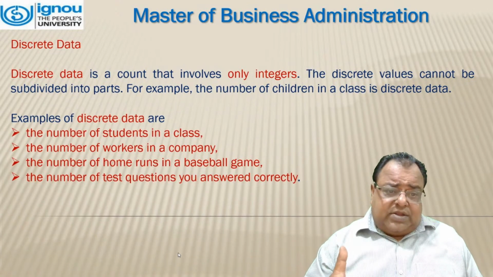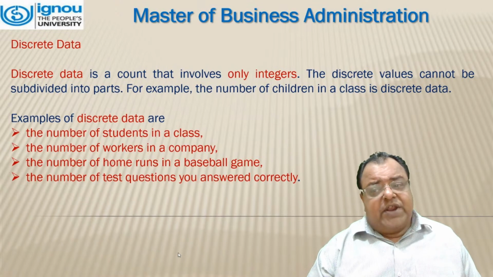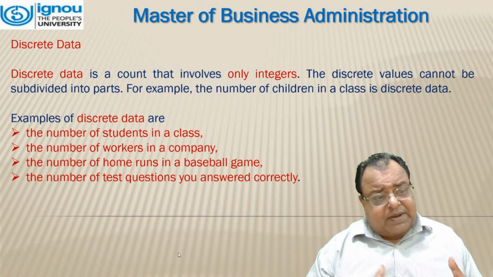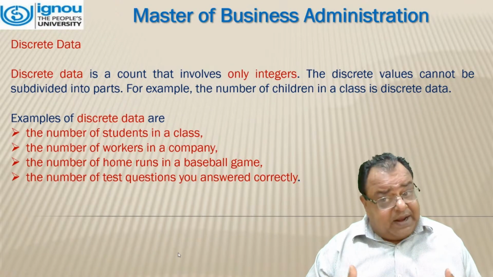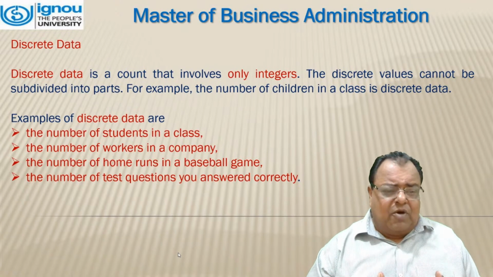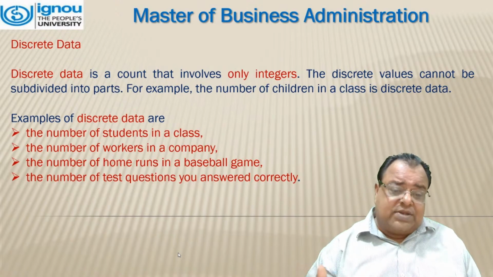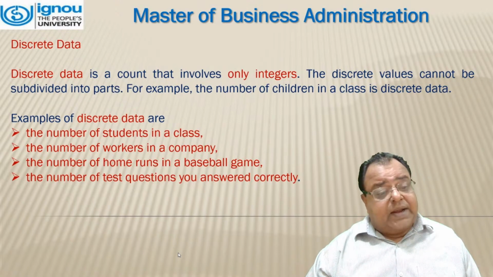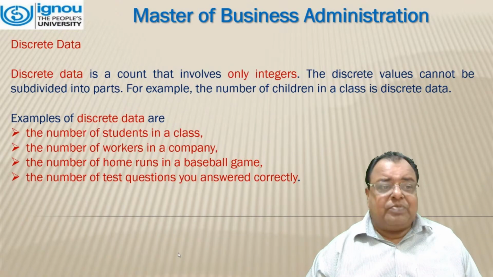Discrete data. Discrete data is a count that involves only integers. The discrete values cannot be subdivided into parts. For example, the number of children in a class is discrete data. Other examples of discrete data are the number of students in a class, the number of workers in a company, the number of home runs in a baseball game, and the number of test questions you answered correctly.